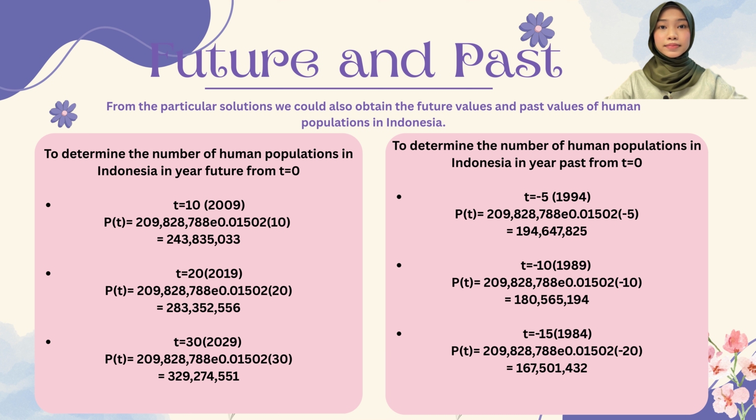Other than that, we also determined the number of human populations in Indonesia in the past from t equals 0. A few numbers were taken, which is t equals -5. That gives the value 198,647,825. Other than that, we also took t equals -15, and the population value was 167,501,432.